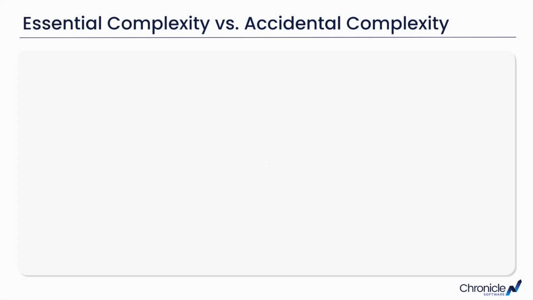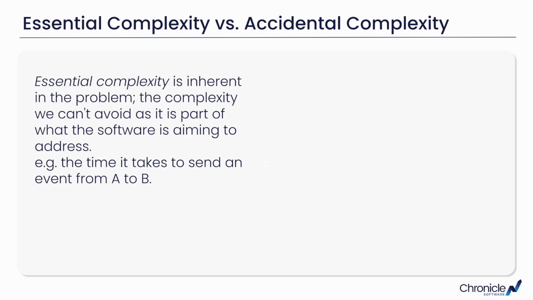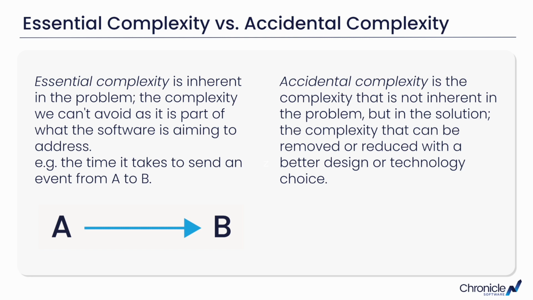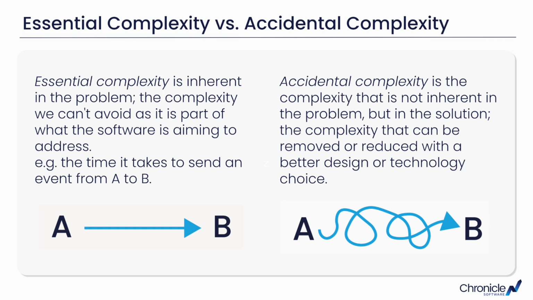Firstly, to clarify the difference between essential and accidental complexity. Essential complexity is inherent in the problem that is being solved, the complexity we can't avoid, as it is part of what the software is aiming to address. For example, the time it takes to send an event from A to B. Accidental complexity is the complexity that is not inherent in the problem, but rather in the solution. This is the complexity that is not fundamental and can be removed or reduced with a better design or technology choice.